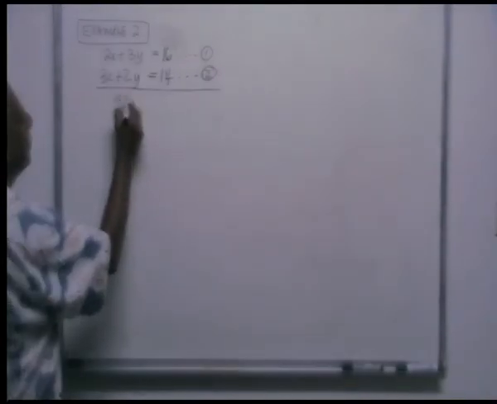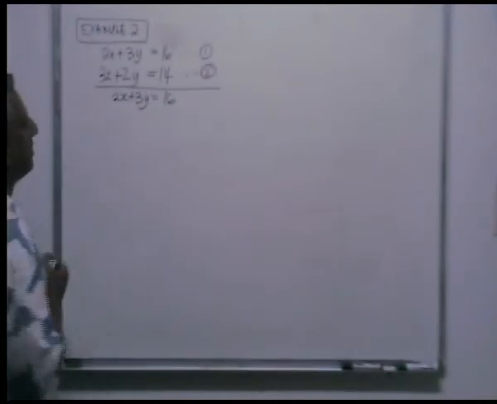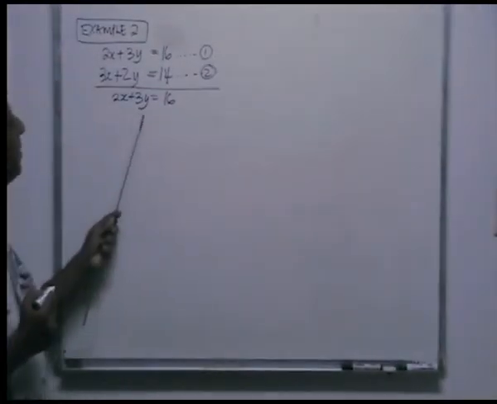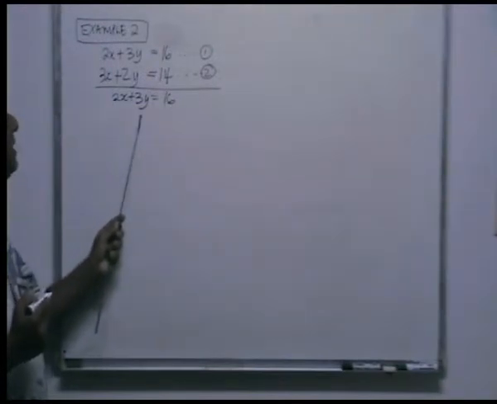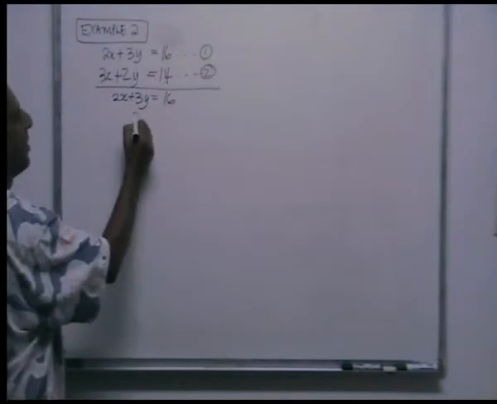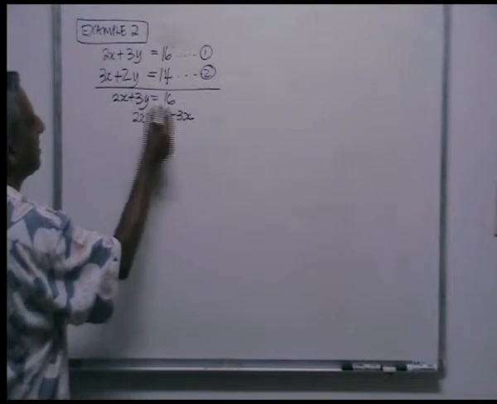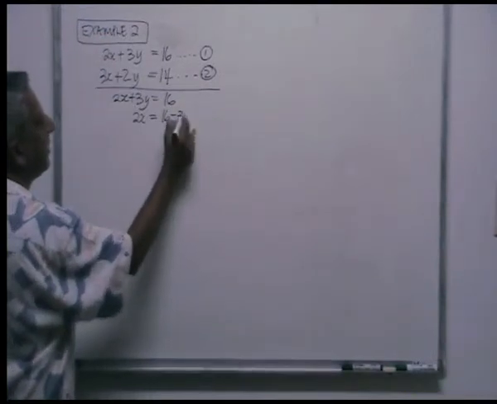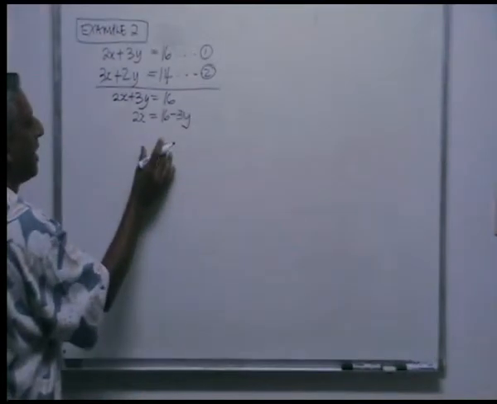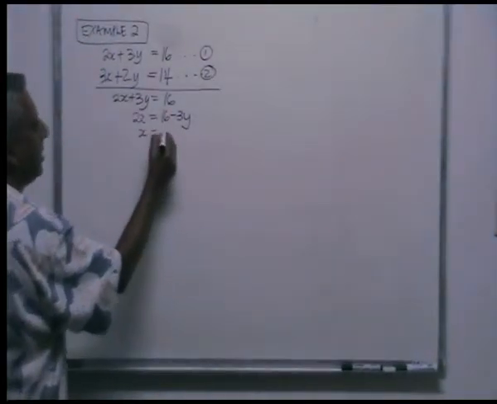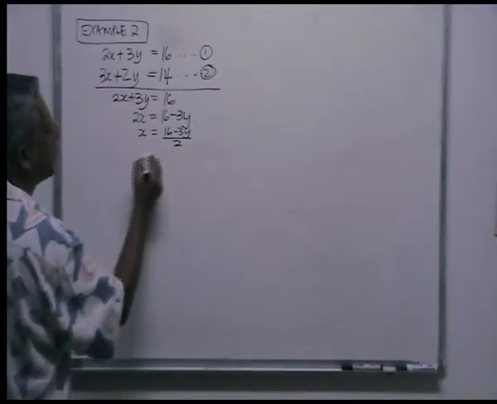Then you will take number 1, 2x plus 3y is equal to 16. And you have to make a choice which one you want to make the subject. Now here you've got 2x and here you've got 3y. It's better to deal with 2x. So you'll say, alright, 2x is equal to 16 minus 3y. The 3y went on that side. But this is 2x, you can't leave it like this. You must have x. So x is equal to 16 minus 3y all over 2.